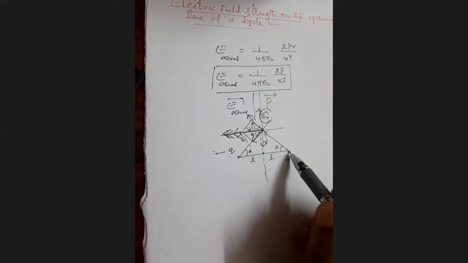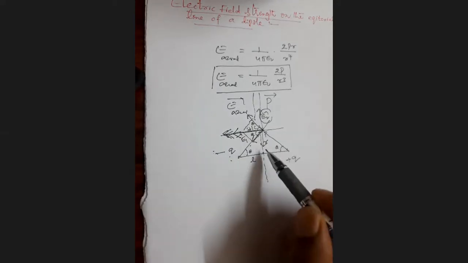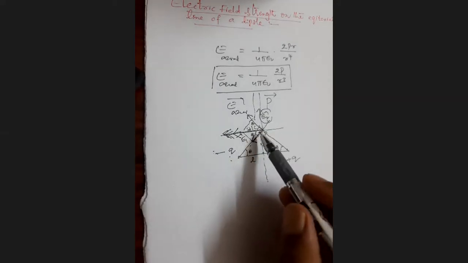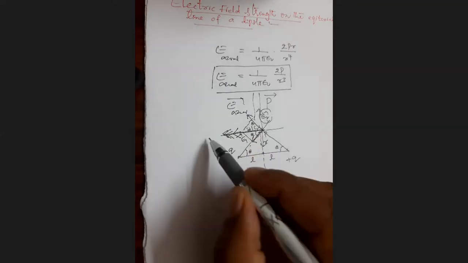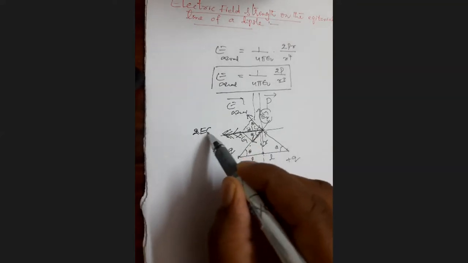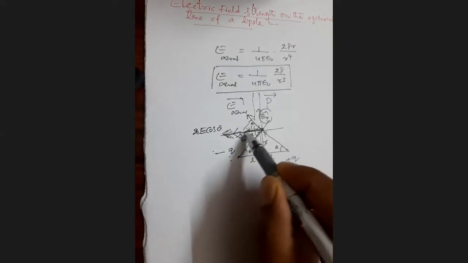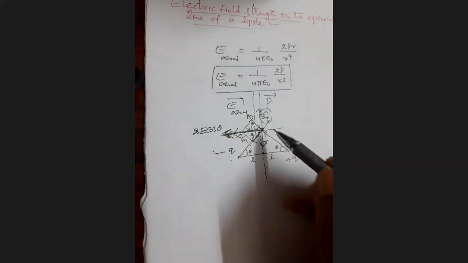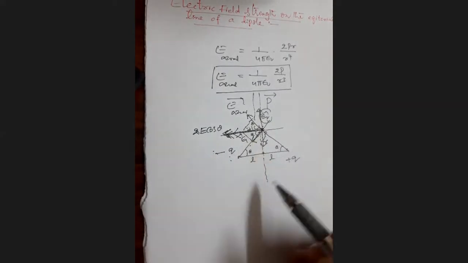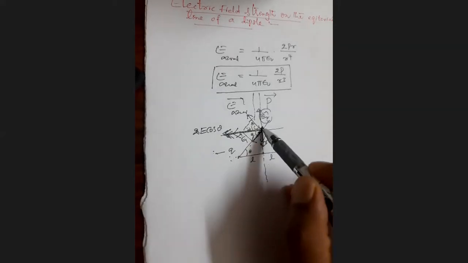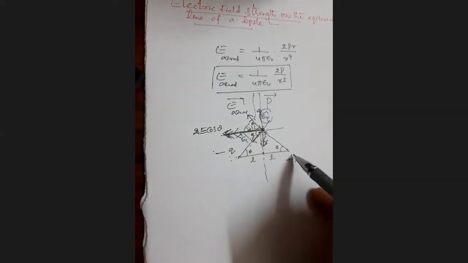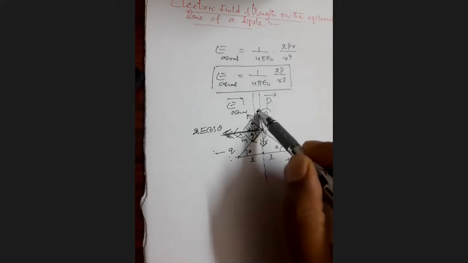But minus q and plus q are equal charges. Therefore, the field strength magnitudes are equal here. Therefore, the horizontal components 2E cos theta act in this direction. The vertical components get cancelled. Due to minus q, the vertical component is in the downward direction. Due to plus q, the vertical component is in the upward direction.